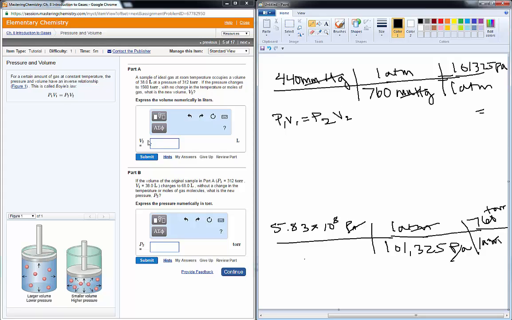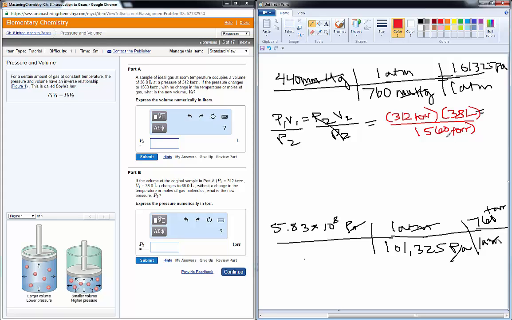And I highly recommend solving for the thing you want before you plug stuff in. So I'm going to divide both sides by P2 in order to solve for V2. This is just algebra. And I see that V2 is equal to P1 V1 over P2, which is the same as saying P1, which was initial pressure, 312 torr, V1, initial volume, 38 liters, P2, final pressure, 1560 torr.